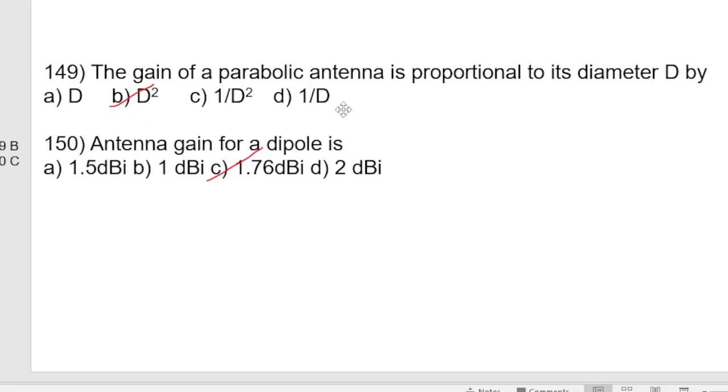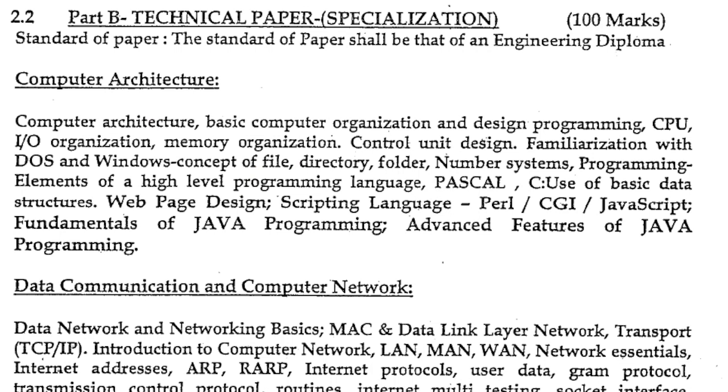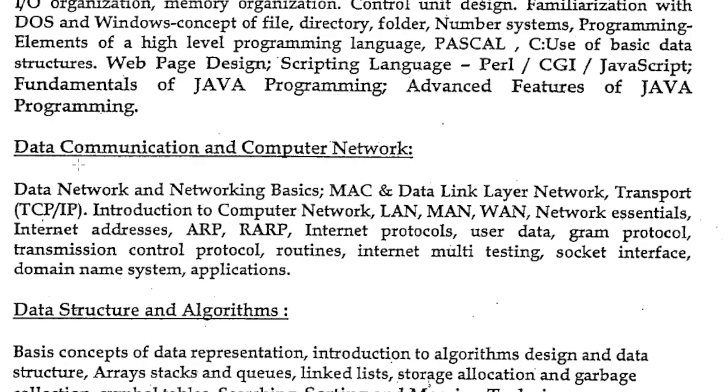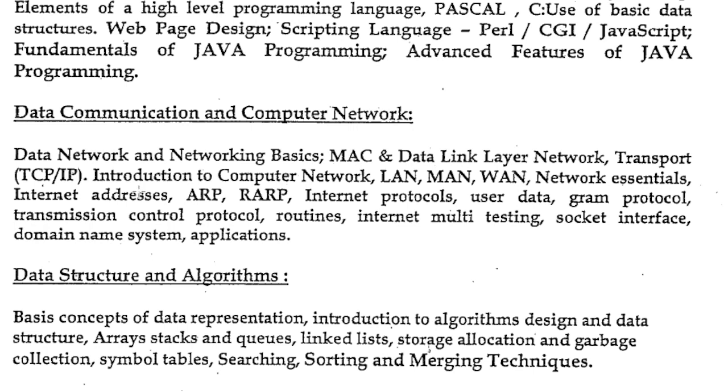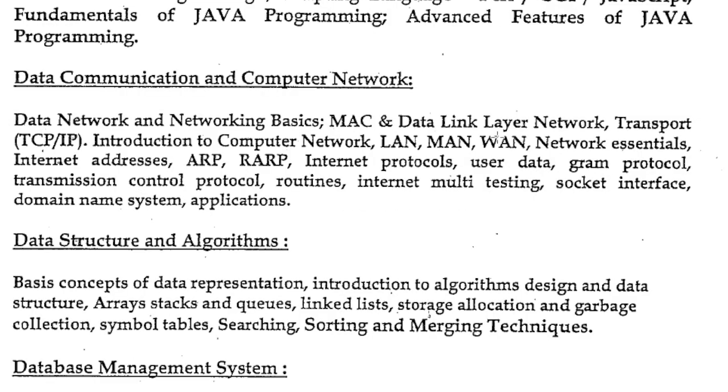We will do some more questions. So we will see the syllabus again, and we analyze what we have done. Basically, in computer architecture they asked the basics, Java and some C basics, control unit design. Same for data communication, they asked TCP and IP questions, data link layer questions. So they are within the limit.